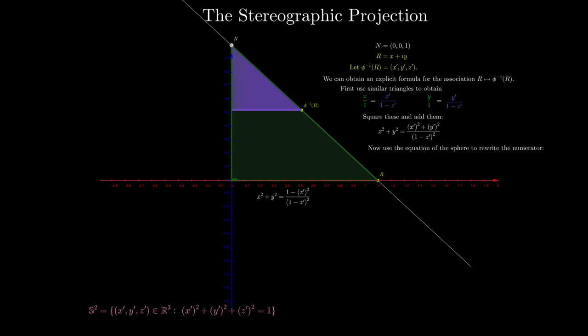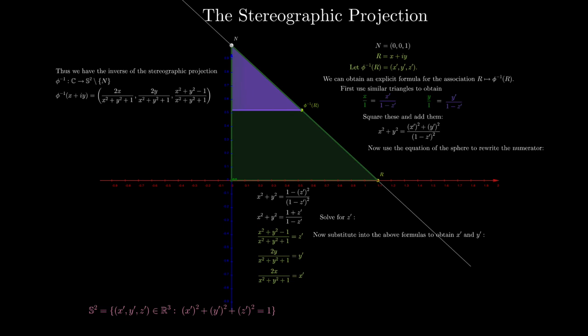And now what we'll do is use the equation of the sphere, which allows me to rewrite x' squared plus y' squared. That's the same thing as 1 minus z' squared. If you factor the numerator, you can cancel, and now you can solve this little equation for z', and here is the formula for z' that we uncover that depends only on x and y. Now you can substitute these into our colorful equations in green and purple above to obtain y' and x', how they depend on x and y. And so to put it all together, we've uncovered the inverse of the stereographic projection to have this formula here.